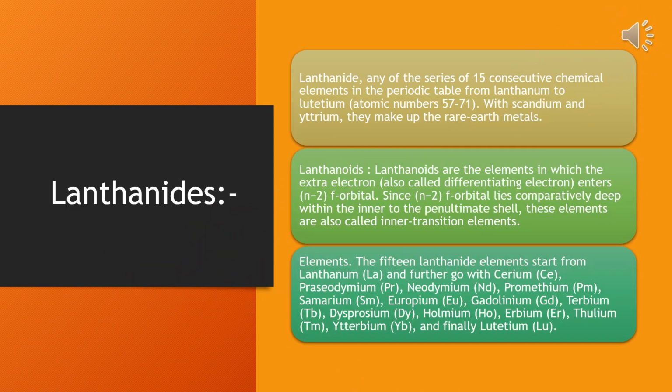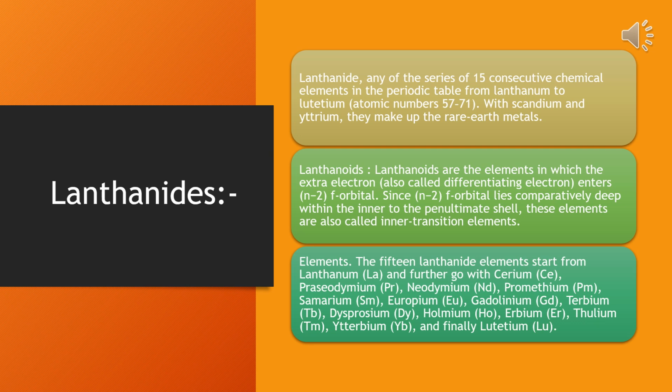Lanthanoids, lanthanide, any of the series of 15 consecutive chemical elements in the periodic table from lanthanum to lutetium, atomic numbers 57 to 71. With scandium and yttrium, they make up the rare earth metals. Lanthanoids are the elements in which the extra electron, also called differentiating electron, enters the (n-2) f orbital. Since the (n-2) f orbital lies comparatively deep within the inner to the penultimate shell, these elements are also called inner transition elements.